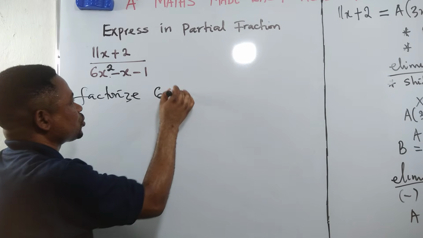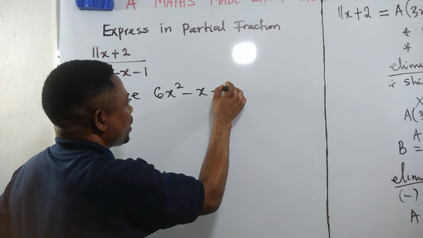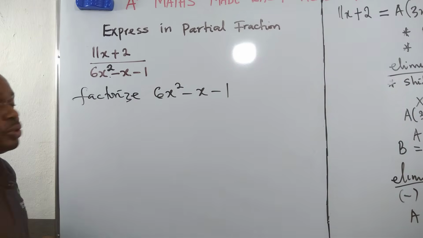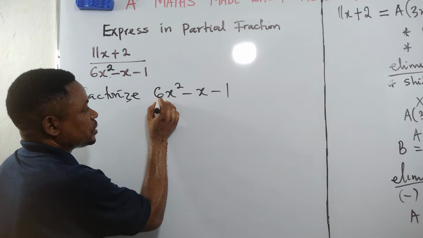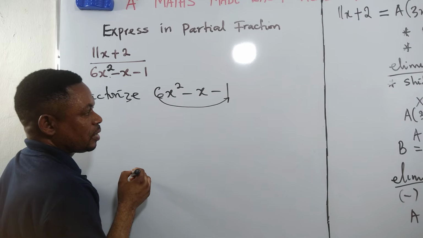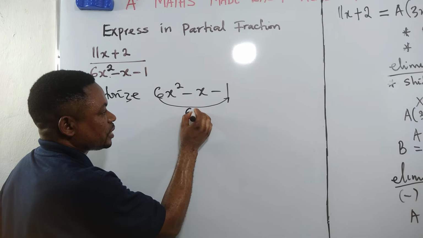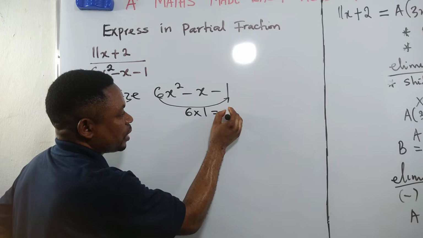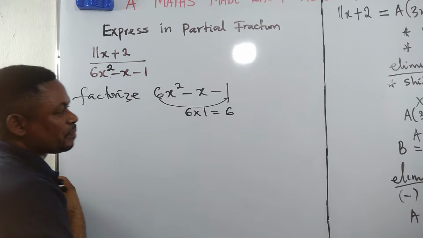Factorize 6x squared minus x minus 1. The law of factorization says use the first one to multiply the last one. So which means it will become 6 times 1. And what is 6 times 1? It will give you 6. I've made myself clear.